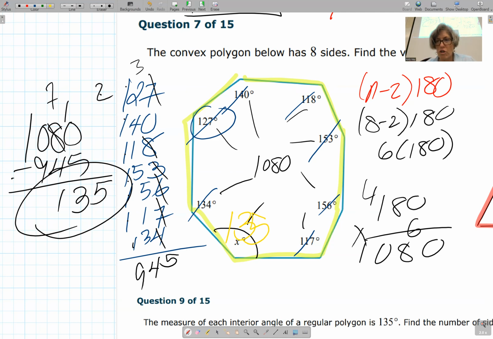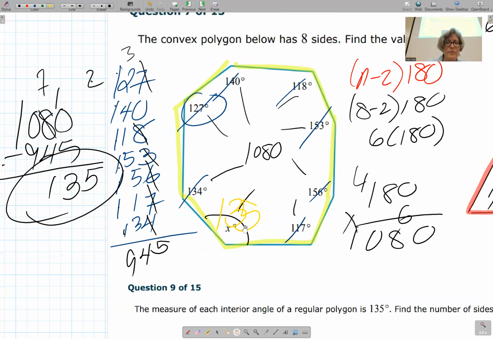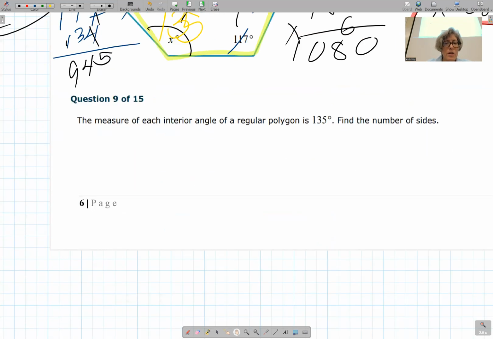So when you feel like you're stuck, you ask yourself, what piece of information do you wish you had? And then ask yourself, how do you find that piece of information? It says right here, the measure of each interior angle of a regular polygon is 135. Find the number of sides. Once again, when you see poly, that means your number of sides is unknown.